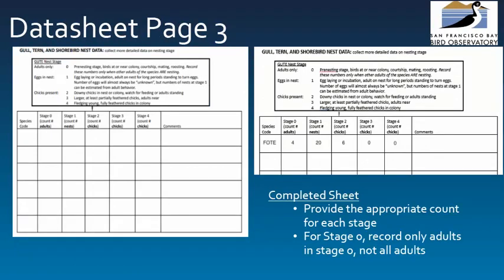This is the second datasheet you will fill out. This top portion describes the specific information that you should look for and record for each stage. In this complete sheet, they provided the appropriate counts for each stage. For stage 0, remember to record the total number of adults at the colony exhibiting those pre-nesting behaviors.